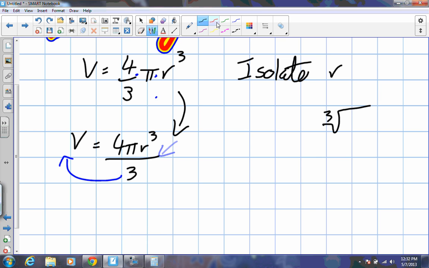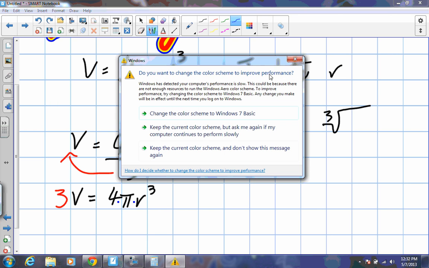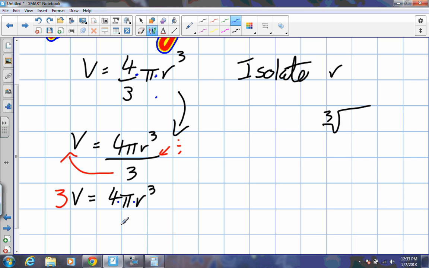If this is division, what's the opposite? Multiplication. So when we move it, we're going to get 3v equals 4 pi r cubed. So, the next step here. This still says 4 times pi times r cubed. Think of 4 pi as an actual number. It is. 4 times 3.14, blah, blah, blah, gives us maybe 13 or something like that. But I don't want to write a very large decimal. I'm just going to keep them attached to each other.